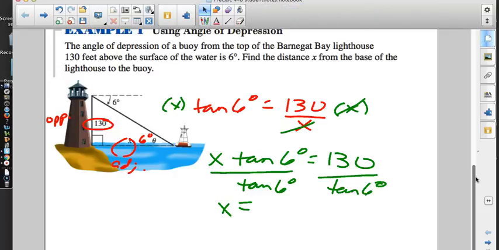And now it's calculator time. But notice the algebra is perfect up to that point. The answer, if they said leave your answer exact, we would have to leave it right there because that's a perfect exact answer. But bless you, they want us to figure out, find the distance x from the base. So we'll do that to 3 decimal places. We've got 130 divided by the tangent of 6 degrees. 1,236.867 feet.